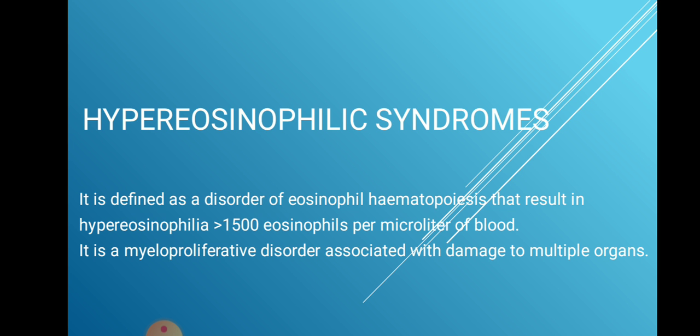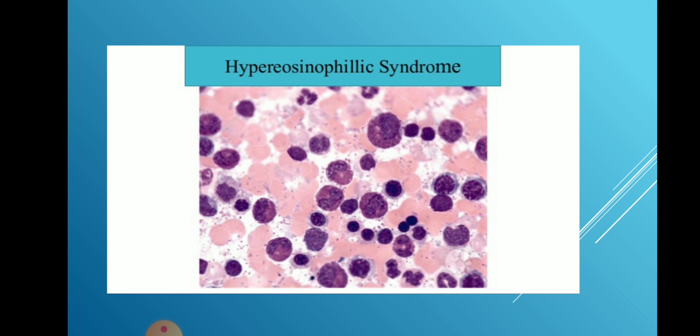Hypereosinophilic syndromes. It is defined as a disorder of eosinophil hematopoiesis that results in hypereosinophilia greater than 1500 eosinophils per microliter of blood. It is a myeloproliferative disorder associated with damage to multiple organs. This is the image showing hypereosinophilic syndrome.